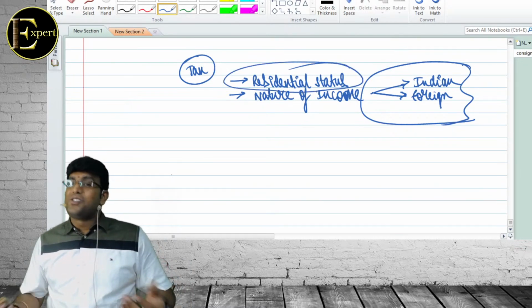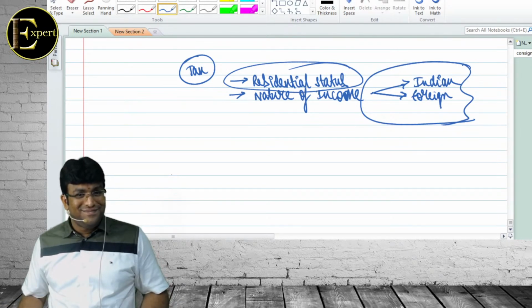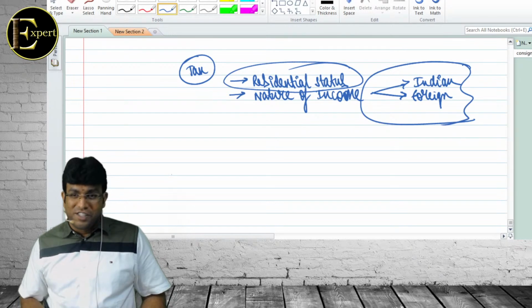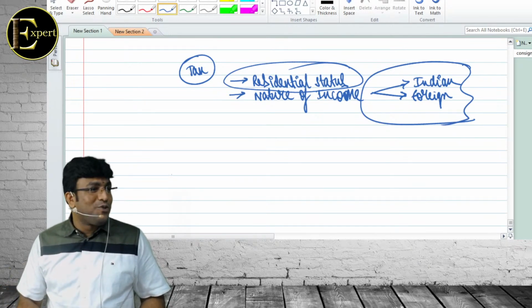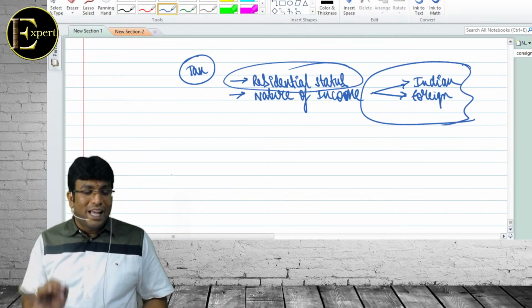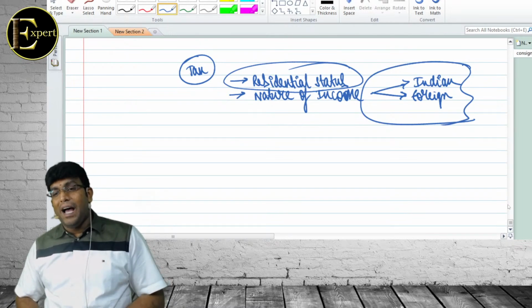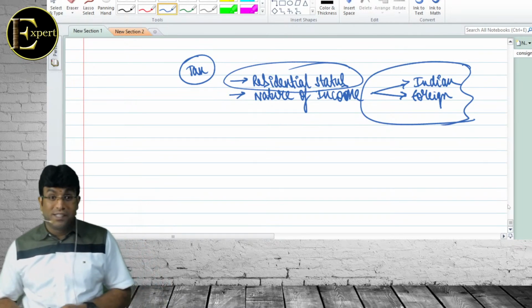But if residential status is gone, sab kuch gaya. Clear friends? Agreed? Because if you make one resident fellow as non-resident, the answer is gone. If you make a non-resident fellow as a resident, again the answer is gone. So it is important that you classify him properly. Correct friends?